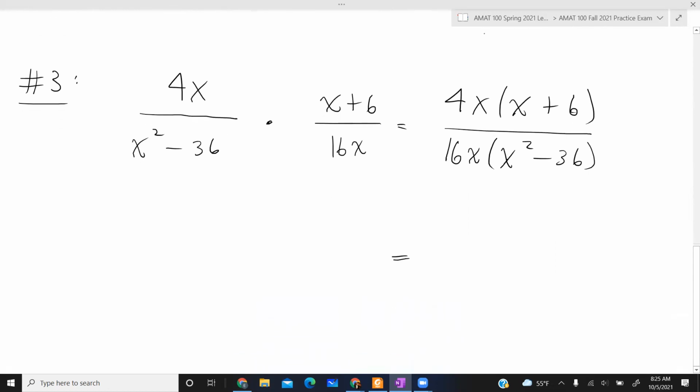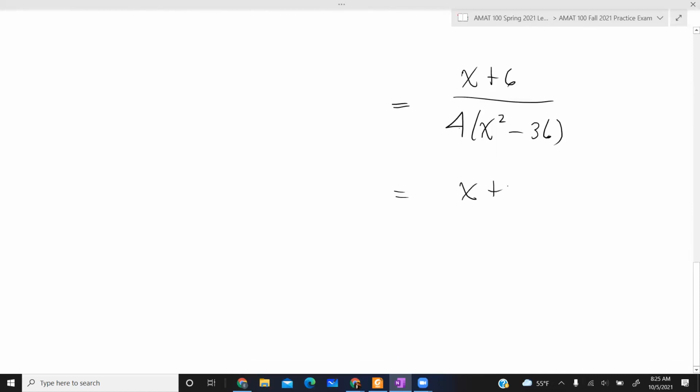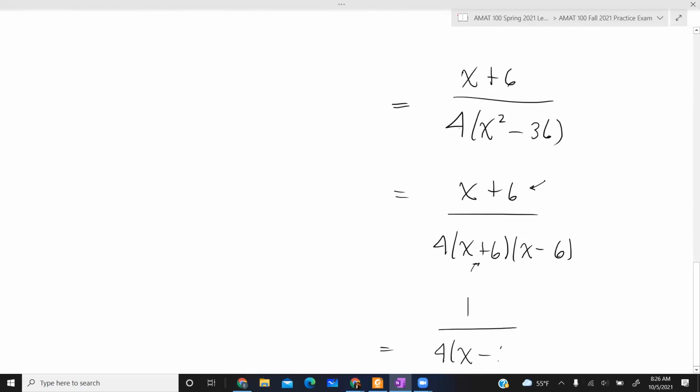And now what we can do is cancel the x's, and then cancel a factor of 4. So I'll just do that first, and what we're left with in the numerator is x plus 6, and the denominator is 4x squared minus 36. Then we can factor the x squared minus 36 as follows: 4 times x plus 6 times x minus 6. And then this x plus 6 cancels with that x plus 6, and what we're left with is 1 over 4 times x minus 6.